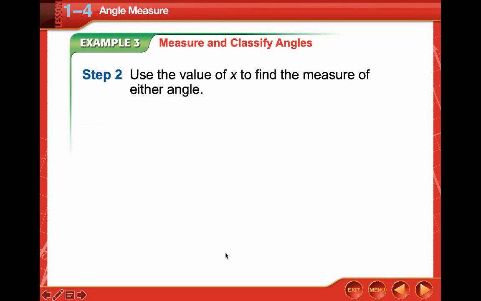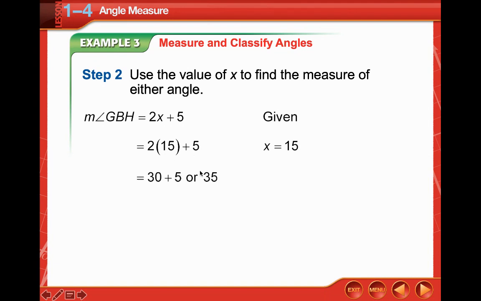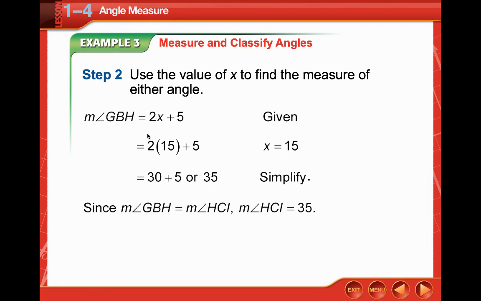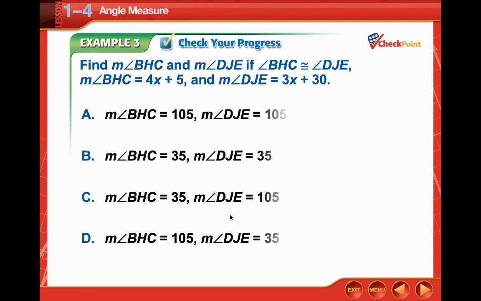Then you got to sub it in. So you know GBH equals 2x plus 5, and you know x equals 15. You sub it in. 2 times x plus 5 becomes 2 times 15 plus 5. 2 times 15 equals 30. 30 plus 5 equals 35. And since GBH is 35, you know HCI is also 35 because they're the same. All right. This one's a toughie. Go ahead and try it out on your own. See what you can do.